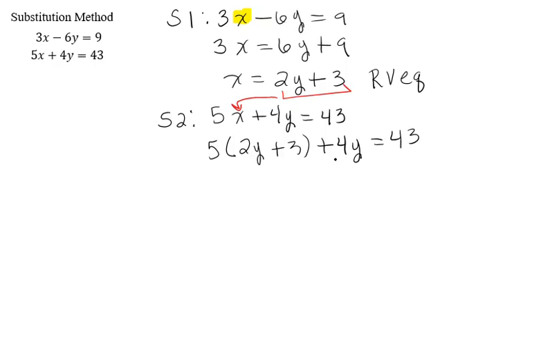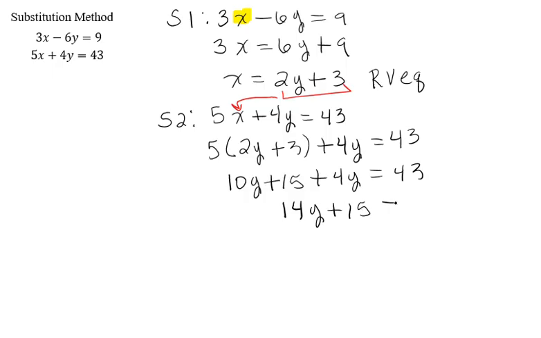And I'll solve this equation for y. Over here on the left, I'll use my distributive property and distribute the 5. 5 times 2y gives me 10y. 5 times 3 gives me 15. Bring down the 4y equals 43. Combine like terms on the left: 10y plus 4y is 14y, plus 15 is equal to 43.